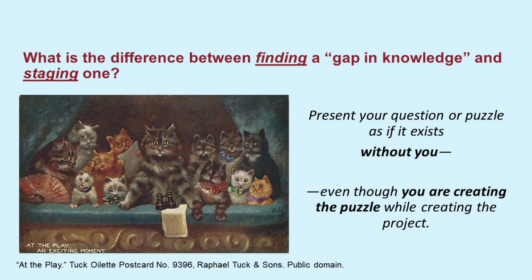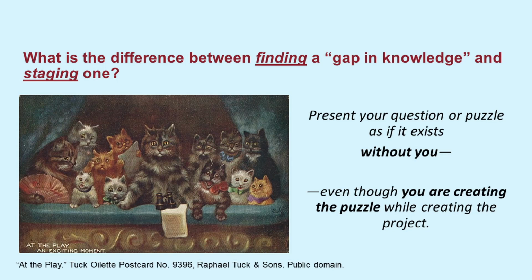What is the difference between finding a gap in knowledge and staging one? You may be wondering about my word choice for staging a gap in knowledge. As specified, in a constructivist theory of knowledge change, we consider knowledge as located within a community. So, shown here, we have a community of cats at the theater. This is to remind you to think of your audience. You need to show all these cats some puzzle, some drama, some so-called gap in knowledge.